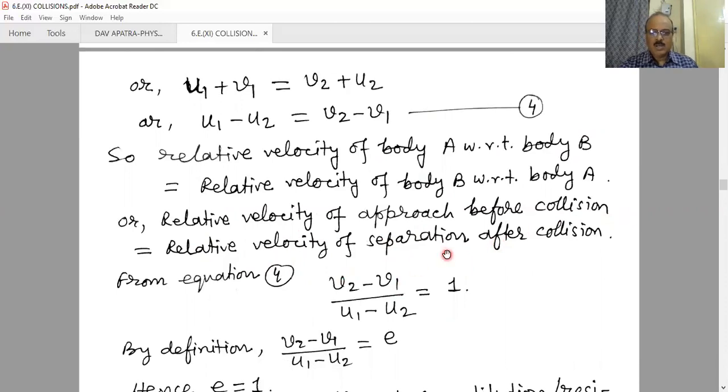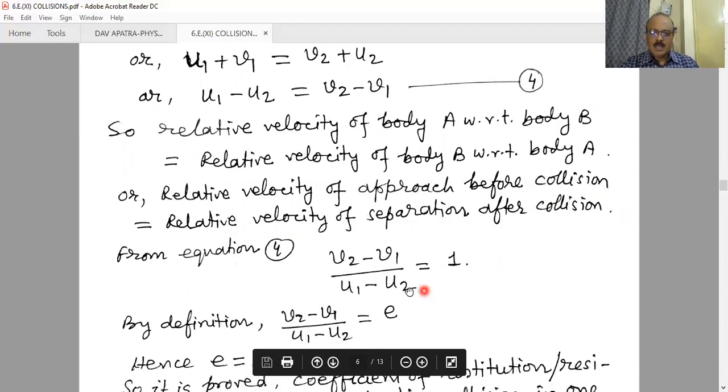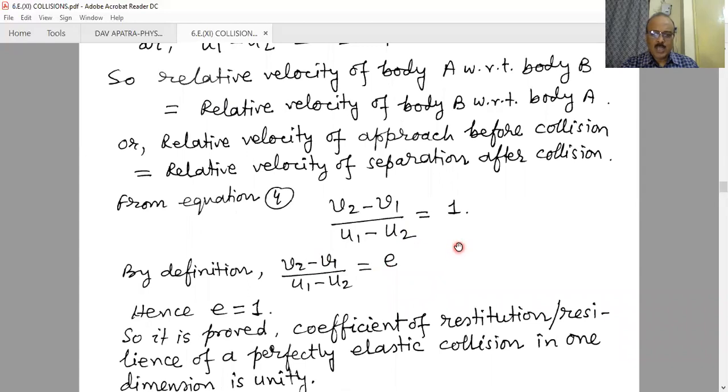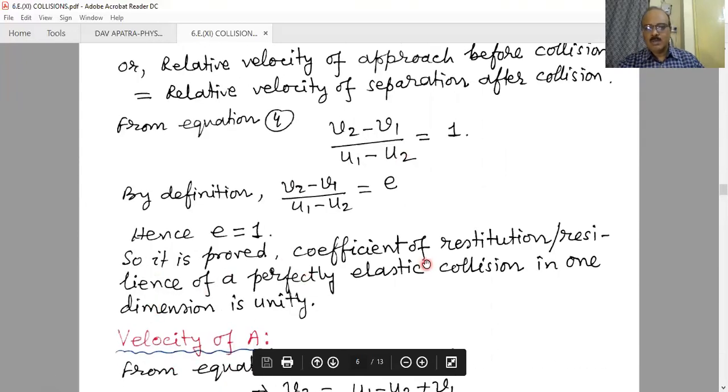That is, v2 minus v1 divided by u1 minus u2 is 1. It is nothing but the coefficient of restitution. The value of the coefficient of restitution in this example, a one-dimensional elastic collision, is now proved to be equal to 1. If you want to prove that in the case of elastic collision the value of e is 1, we can now prove it this way: v2 minus v1 divided by u1 minus u2 is e, and in this example it is 1. Therefore, e is 1. So it is proved that the coefficient of restitution of a perfectly elastic collision in one dimension is unity.